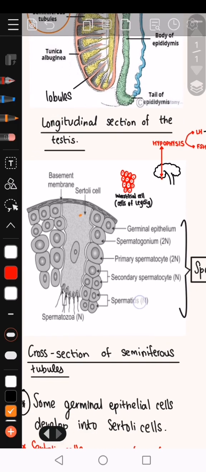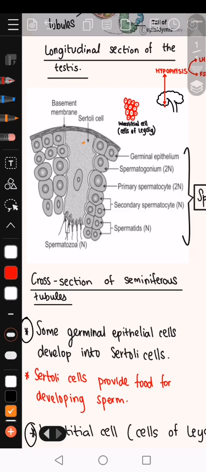Now, if we come here, this is a very important part that I need to explain. This is the seminiferous tubules, and what I'm going to explain now is spermatogenesis. If you pay attention here, spermatogenesis should be fine for you. What is spermatogenesis? Spermatogenesis is the formation of sperm from germinal epithelial cells that line the seminiferous tubules of the testes. Lining means it forms a line.